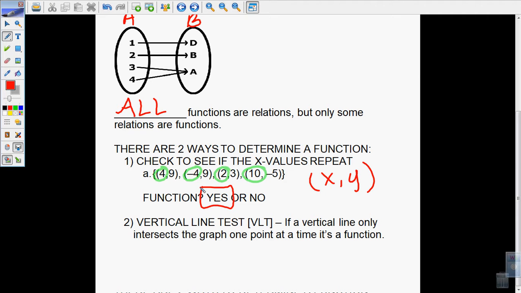Okay, and then our second way that we learn how to identify a function is the vertical line test, or VLT for short, right? So VLT is if I take a vertical line and I trace along a graph, do I hit only one point at a time, or do I hit more than one point at a time? If I only hit one point at a time, then it is a function. If I hit more than one point, it is not a function.